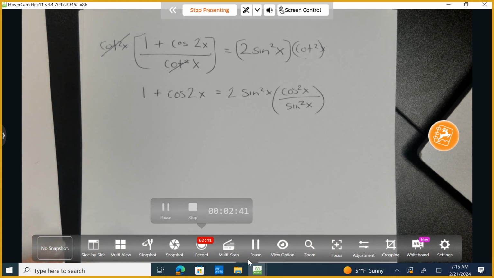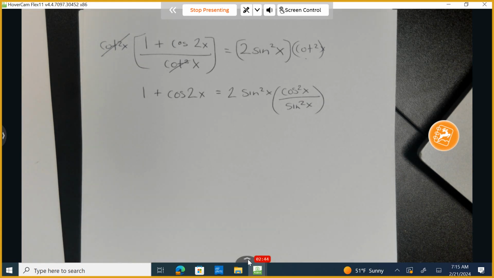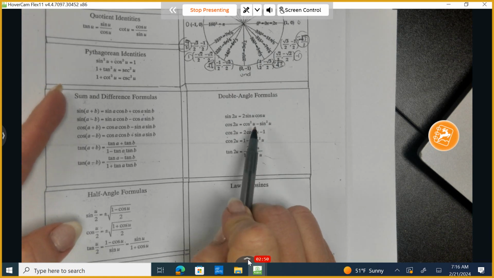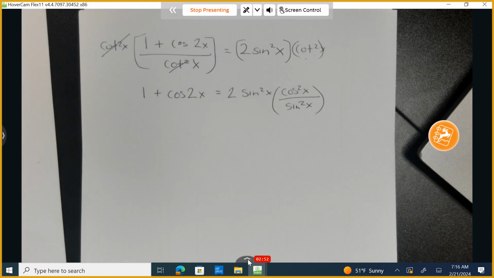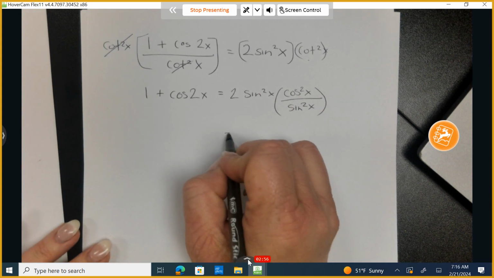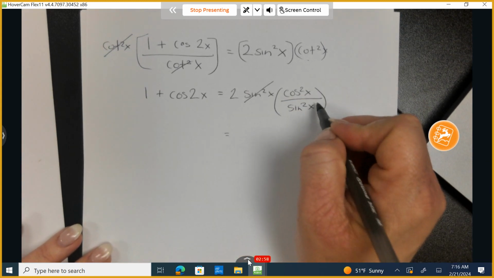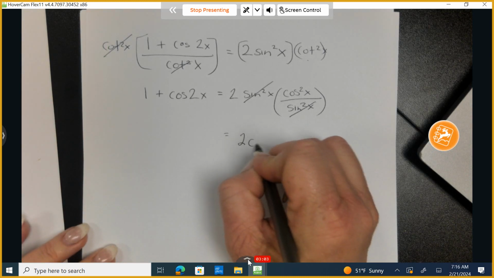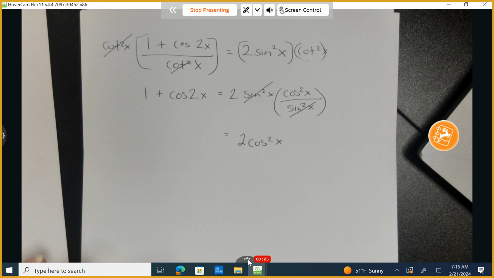What I have found last year when students were doing this is that too often students saw the cosine of 2x and immediately wanted to choose one of these options. I'm going to wait until the end to see which option I should choose, so the left side will naturally match up with the right side. On the right-hand side, sine on top and sine on bottom simplify to 1, and I'm left with 2 cosine squared x.